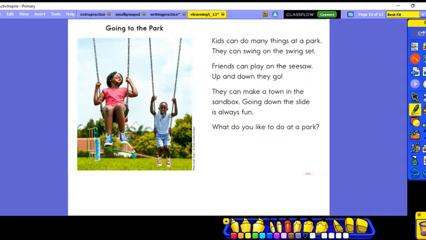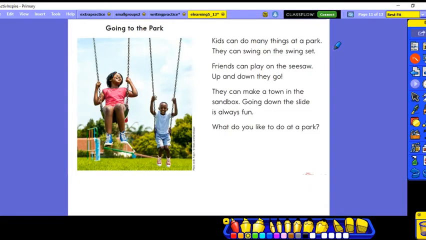The picture shows us the kids swinging, but it's not just about swinging, it's about things at the park. So let's look. Kids can do many things at the park. They can swing on swings, they can swing on the swing set. Friends can play on the seesaw. Up and down they go. So one of those was the most important detail. So let's look. That was the main idea, the most important thing that the story was about. Kids can do many things at the park. They can swing on a swing set.